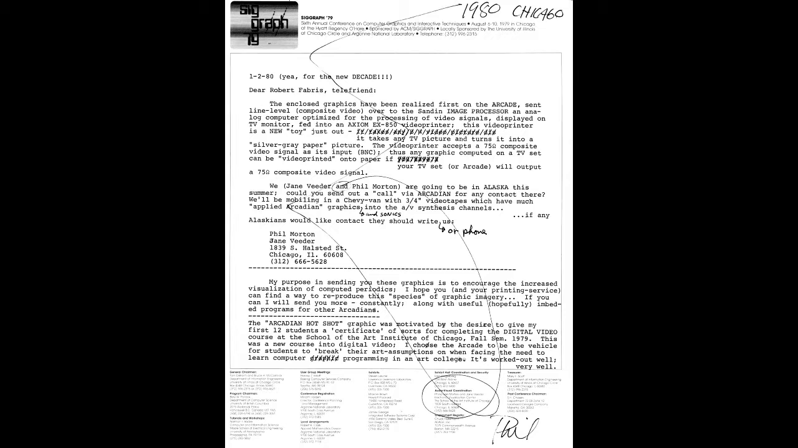Phil says here in this letter, my purpose in sending you these graphics is to encourage the increased visualization of computer periodics. Hope you and your printing service, by that he means the Arcadian, can find a way to reproduce this species, he says, of graphic imagery. If you can, I will send you more constantly, along with useful and hopefully embedded programs for other Arcadians.